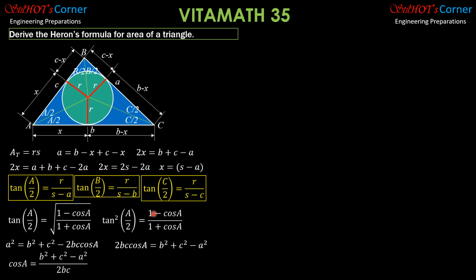So replacing this from this equation here, and take note that tangent of A over 2 is r over (s minus a), so tangent squared of A over 2 is r squared over (s minus a) squared. So replacing cosine of A by this expression, tangent squared of A over 2 from here is 1 minus cosine of A, which is (b squared plus c squared minus a squared) over 2bc, all over 1 plus cosine of angle A, which is (b squared plus c squared minus a squared) over 2bc.